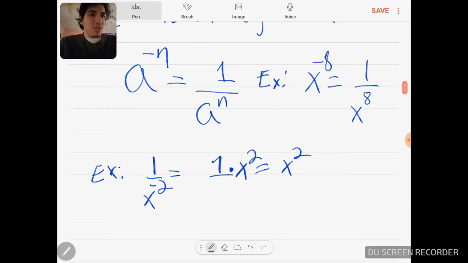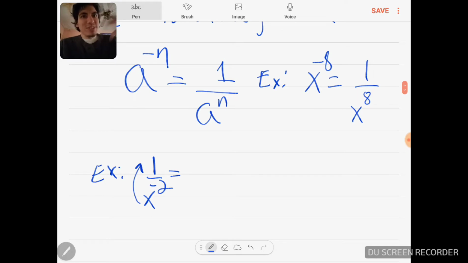Well, technically, sorry, I did that wrong. This is what's happening. As the denominator is going to the numerator, this 1 goes down to the denominator. So it's going to be positive x squared over 1. But in reality, it's just going to be x squared.